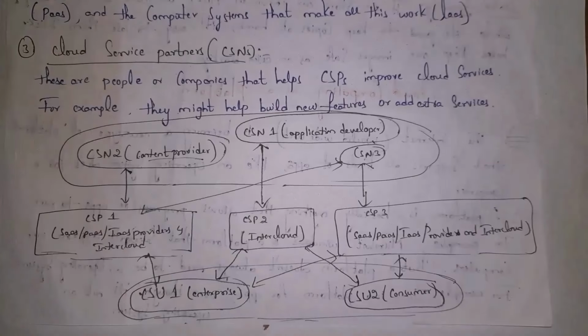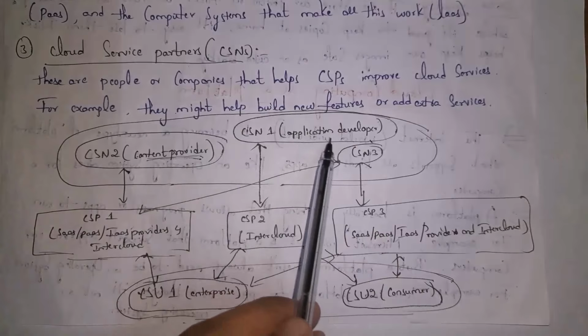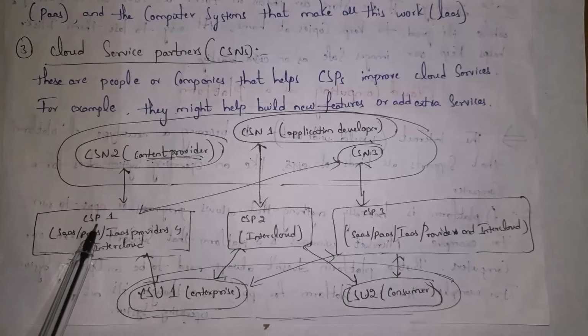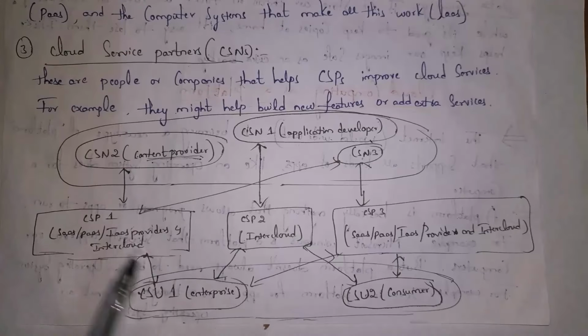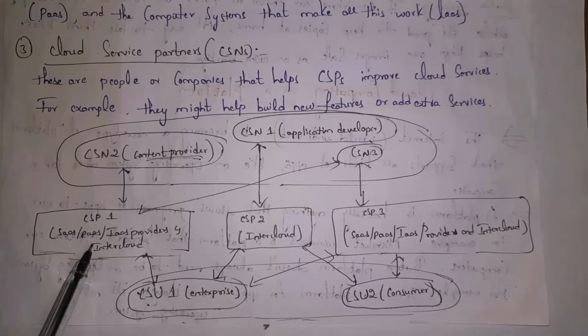This is the diagram. Content provider and application developers, these both are cloud service partners. They will improve new features and services in the cloud. And cloud service providers like Amazon AWS and Microsoft will provide various kinds of services to cloud service users. Services can be either software as a service, platform as a service, or infrastructure as a service. And a cloud service user can be either a single person or an entire company.